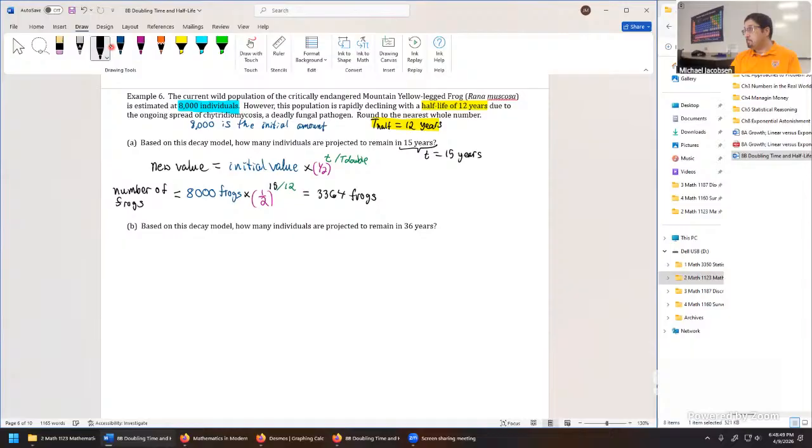Frogs. So if nothing changes and the half-life remains constant at 12 years, in 15 years, a little bit more than one half-life, meaning a little bit less than 8,000, this is the number of frogs that we're expecting.